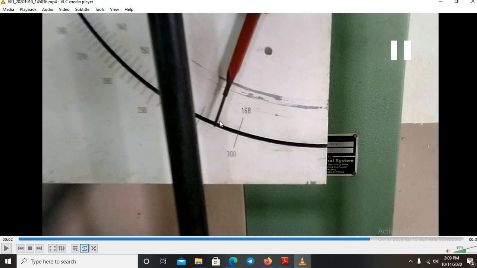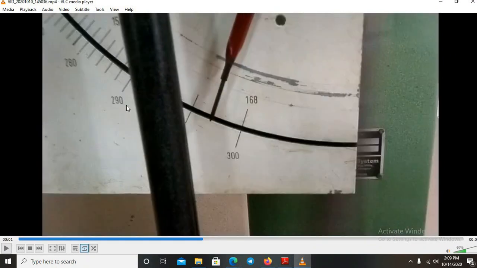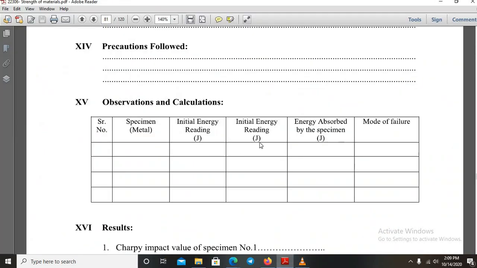ओके, so when we go through the reading you will find that the pointer is somewhere in 300 and 290. Okay, so we will take it as roughly around 295. So the value we will take over here will be 295. Final reading च्या ठिकाणी आपण 295 लिहिणार. So the energy absorbed will be 159 joules. 295 minus 136 will give us 159. इथं आपण 295 लिहिलं, इथं इनिशियल रेडिंगच्या ठिकाणी आपण 136 लिहिलं. The difference between these two will give us 159 joules. Mode of failure आपण लिहिलंय break and bend. Okay, so we have done with brass, we have done with MS.